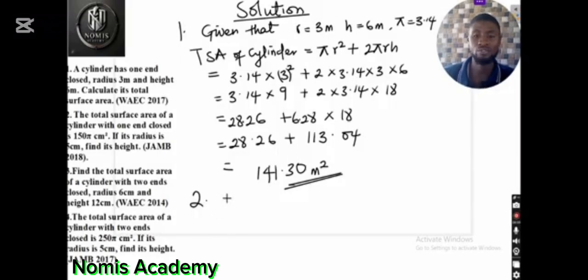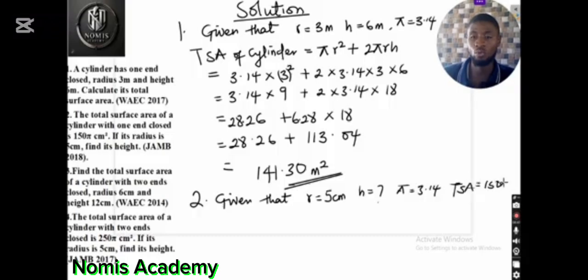We are still going to use the same formula, whereas the given parameters are that r is equal to 5 centimeter, h we don't know, and we already know our pi to be 3.14, and the TSA, total surface area of the cylinder, has been given to be 150 pi.